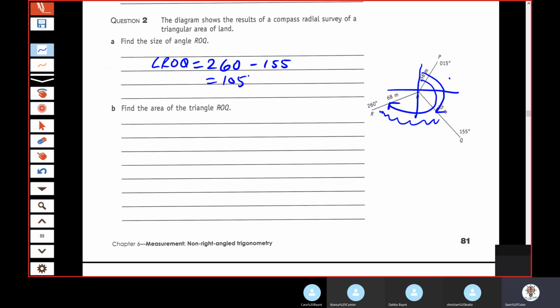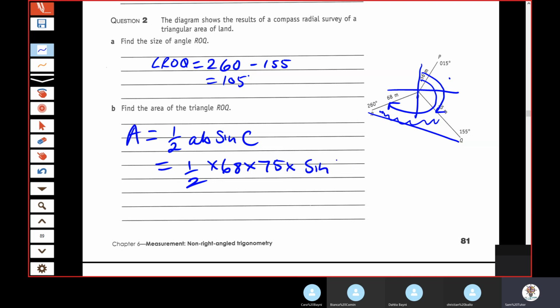The angle is 105 degrees. Find the area of triangle ROQ. Which formula are you meant to use? A equals half a b sine C. What would A be? 68. B is 75, I think it was. Sine C, what's C? 105 degrees. What was A and B again? 68 and 75. Yeah.